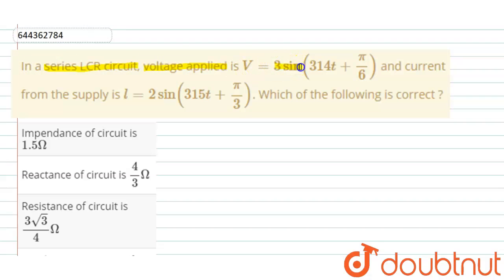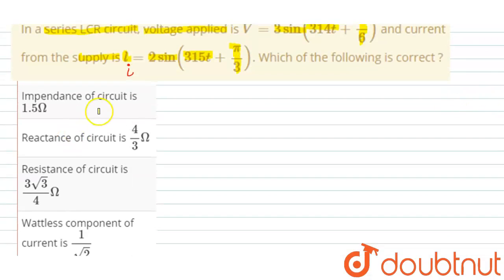So here's the question: in a series LCR circuit, the voltage applied is V equals 3 sine(314t plus pi by 6), and the current from the supply is I, this is I, not L, equals 2 sine(315t plus pi by 3). Which of the following statements is correct? So we have to find the correct statement from the following options.